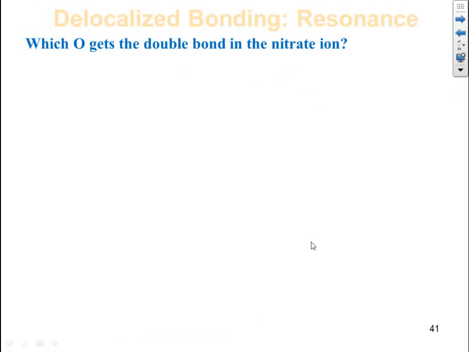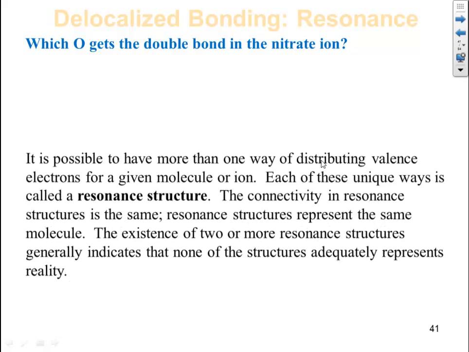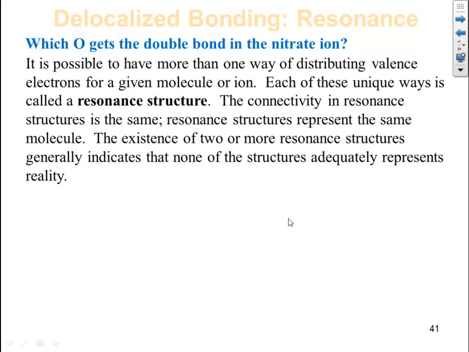Now, which oxygen gets the double bond in the nitrate ion? Notice there were 3 oxygens. Which one would I do it with? Does it matter? It is possible to have more than one way of distributing valence electrons for a given molecule or ion. Each of these unique ways is called a resonance structure. Resonance structures represent the same molecule.